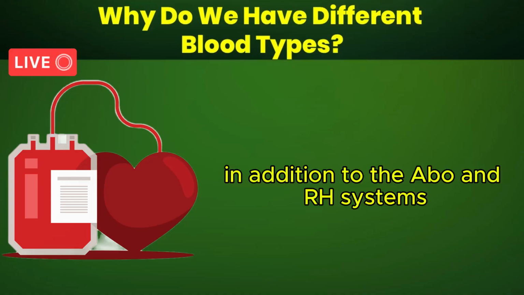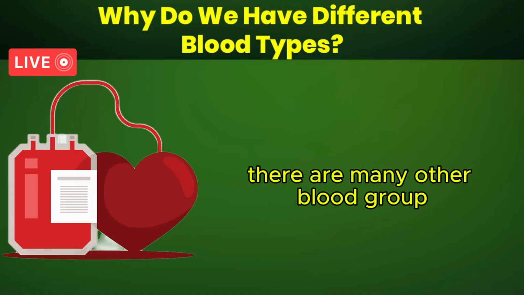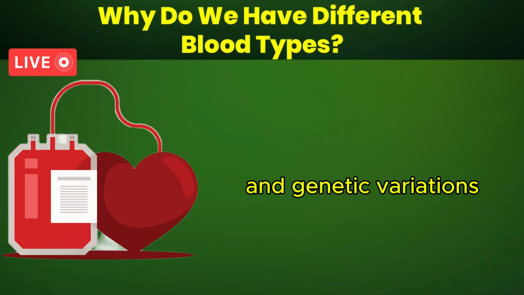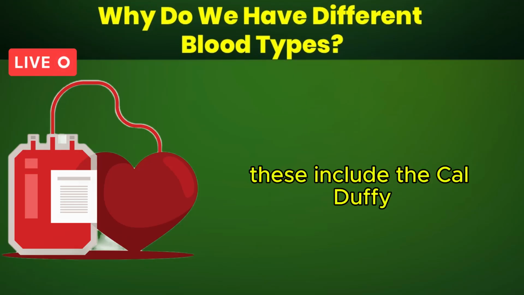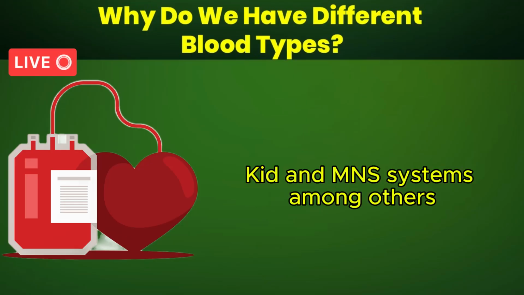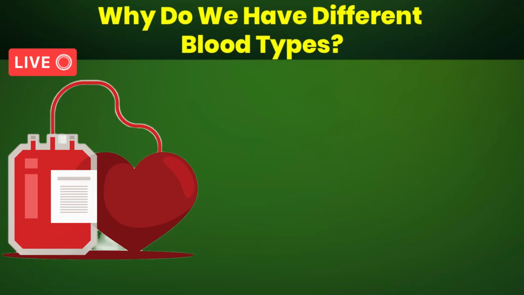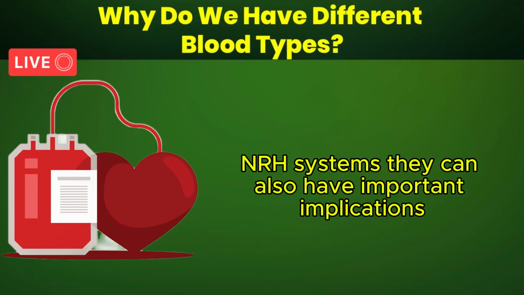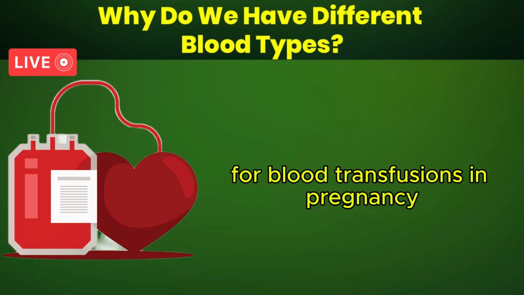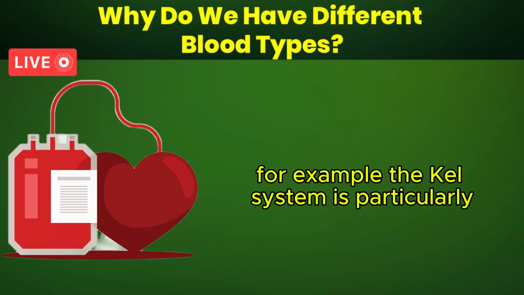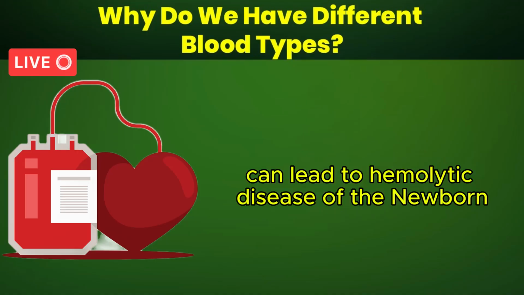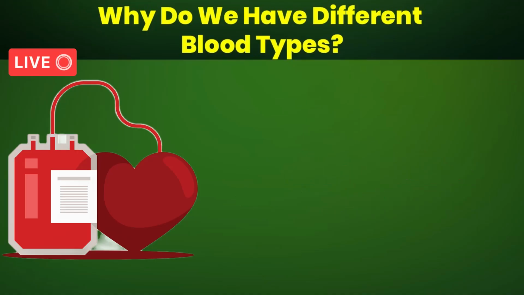In addition to the ABO and Rh systems, there are many other blood group systems that have been identified, each with its own set of antigens and genetic variations. These include the Kell, Duffy, Kidd, and MNS systems, among others. While these systems are less well known than the ABO and Rh systems, they can also have important implications for blood transfusions and pregnancy. For example, the Kell system is particularly important in prenatal testing, as incompatibility between a mother and baby can lead to hemolytic disease of the newborn.